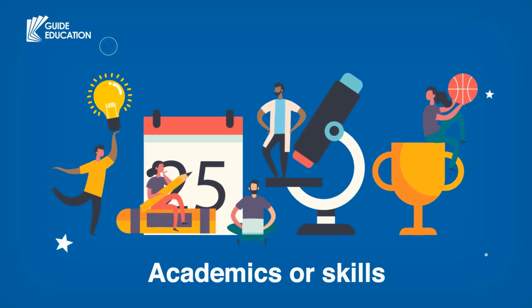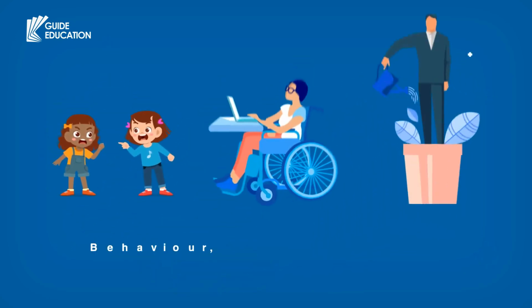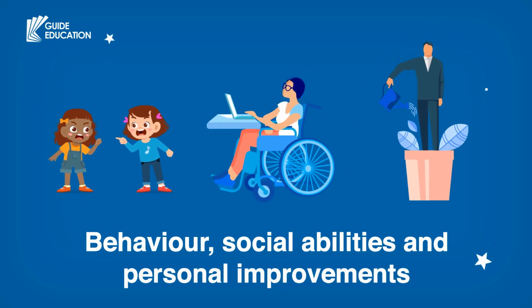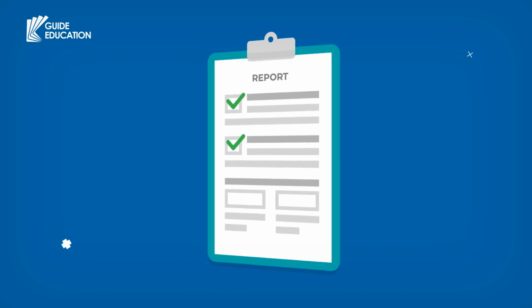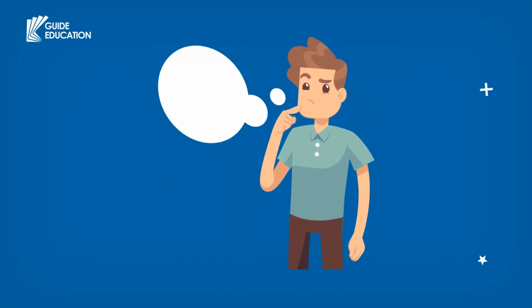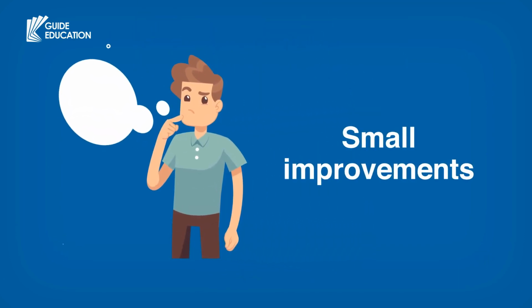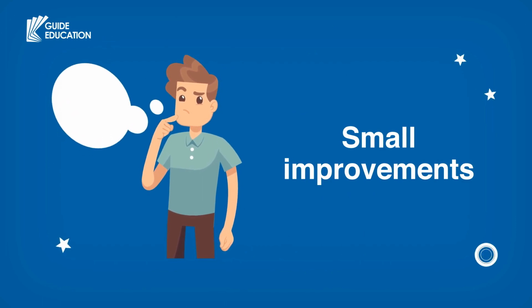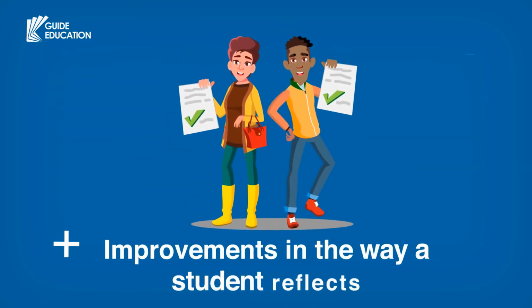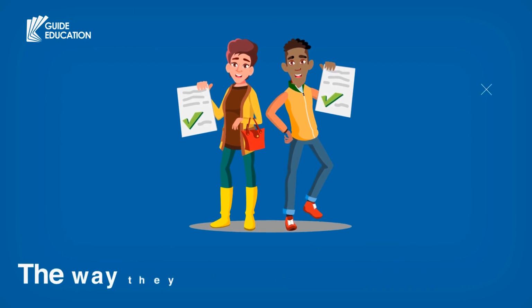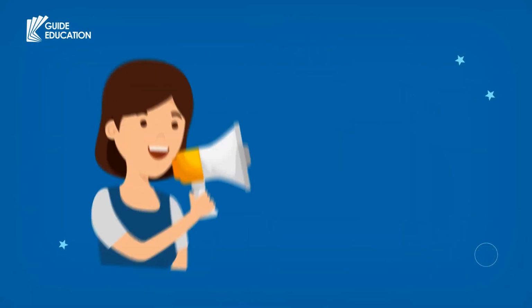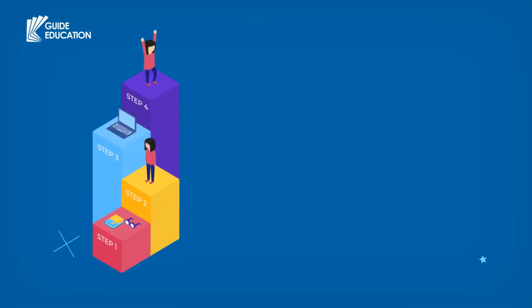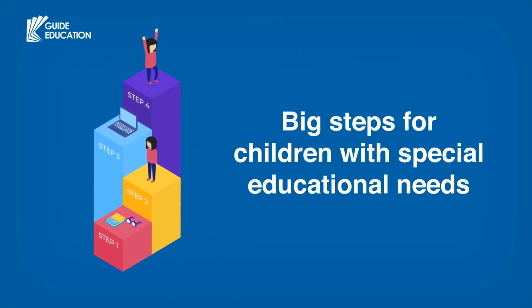However, in some schools or pupil referral units, it can also be linked to behaviour, social abilities, and personal improvements. So don't be afraid to report on these areas if you think that they are significant. Also, try to think of and comment on those small improvements that together inform the big picture, such as improvements in the way a student reflects, the way they handle practical equipment, or the way that they interact in the classroom. These improvements are important for all, but can be big steps for students with special educational needs.